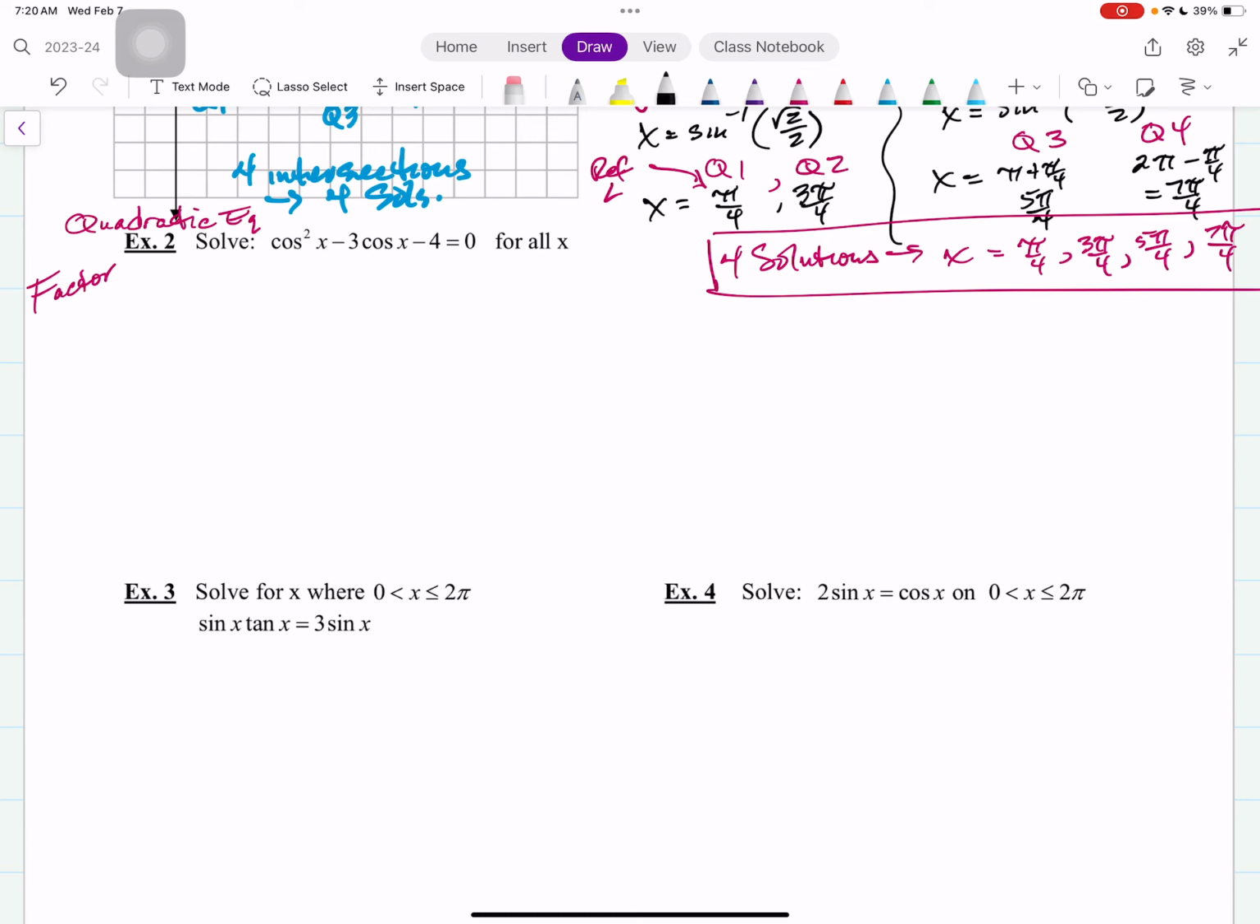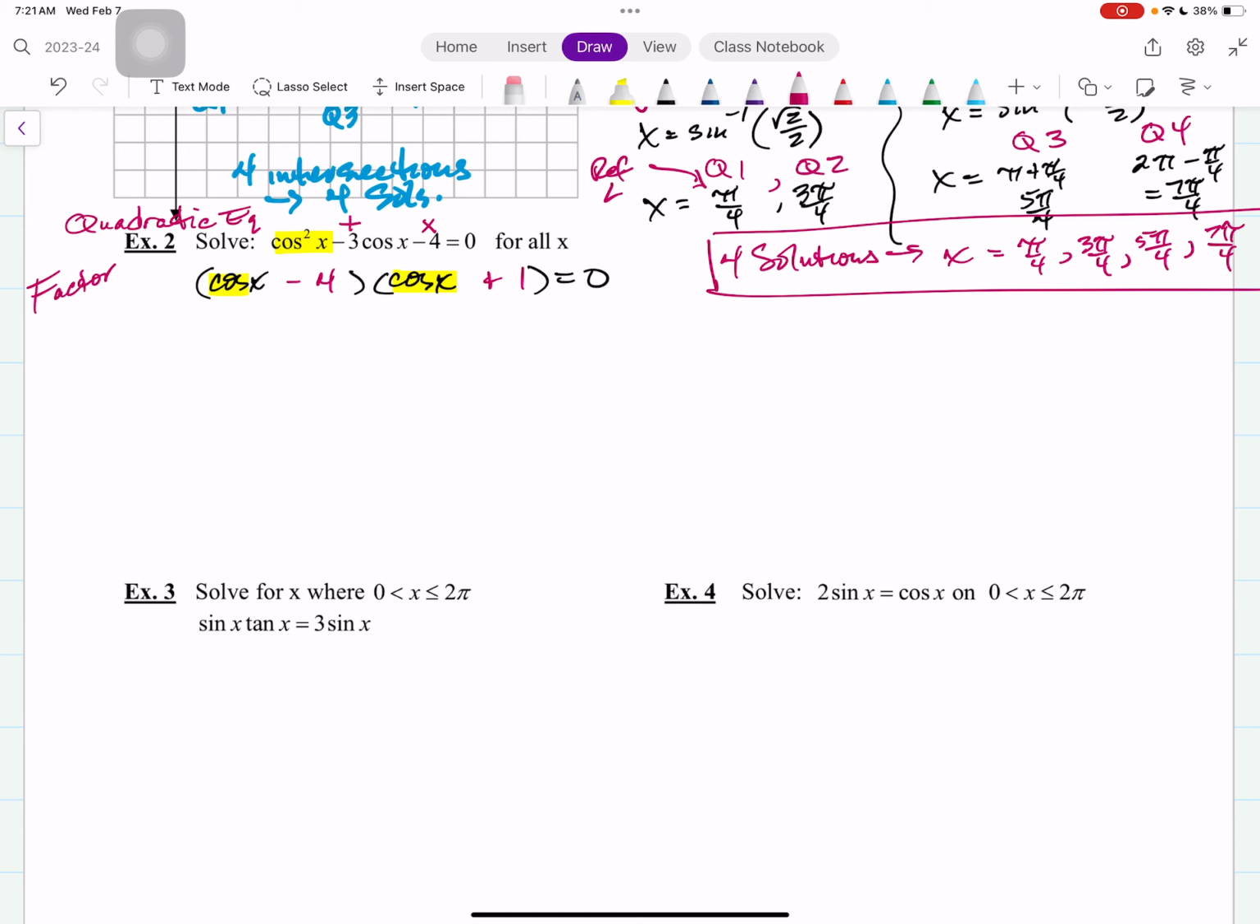So let's do it. You've got to think, what times what gives you cosine squared? Well, guess what? Cosine x times cosine x gives you cosine squared x. And then we need factors of negative 4, meaning two numbers that multiply to negative 4 and add to negative 3. I know that negative 4 times 1 is negative 4, and negative 4 plus 1 is negative 3. So my factors are negative 4 and 1.